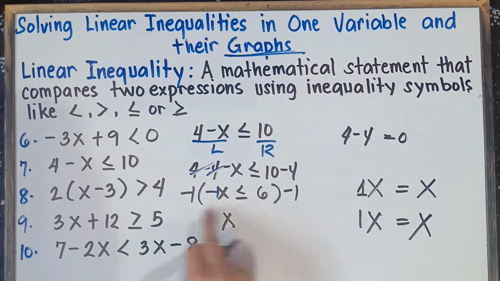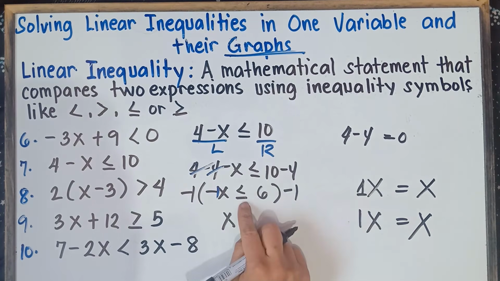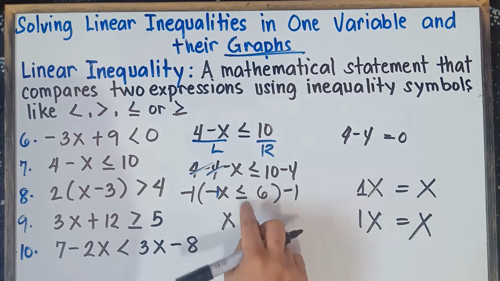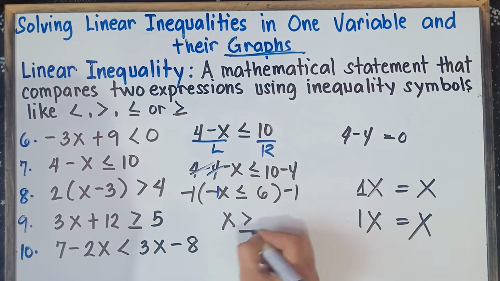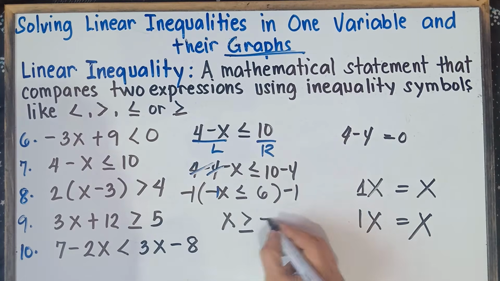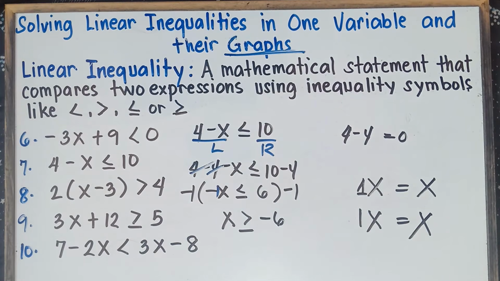Now, since we multiply both sides by a negative number, we need to change the sign of the inequality. We need to do it in reverse. Once again, class, we reverse the sign. We have less than or equal to. We change this one to greater than or equal to. And then 6 times negative 1, that would be negative 6.